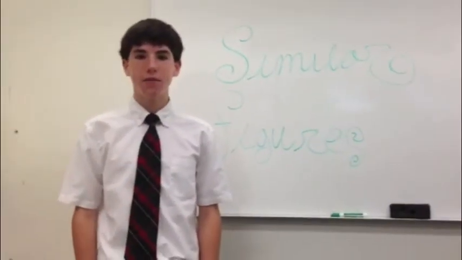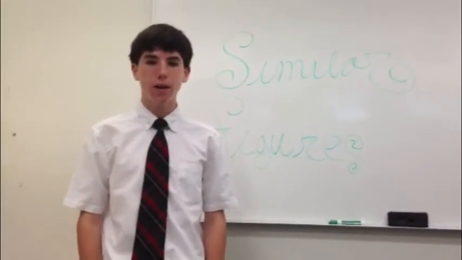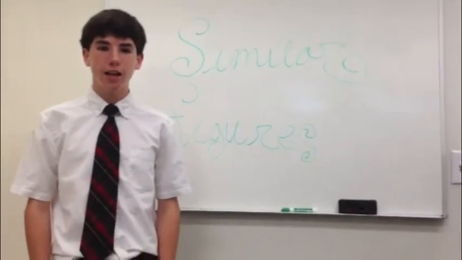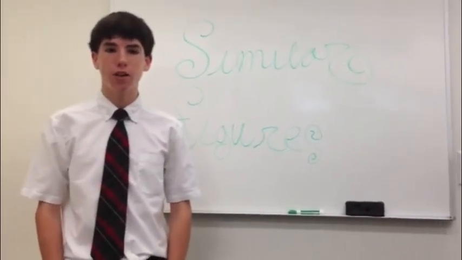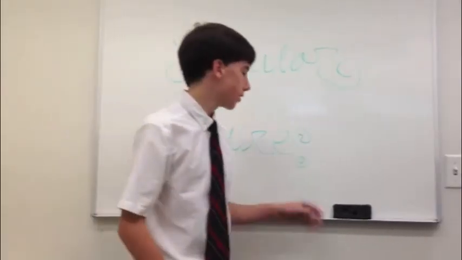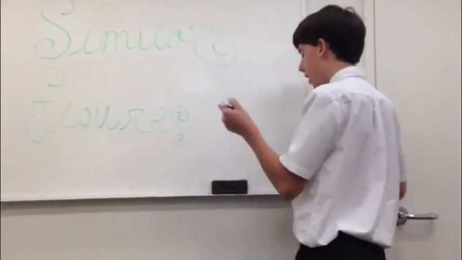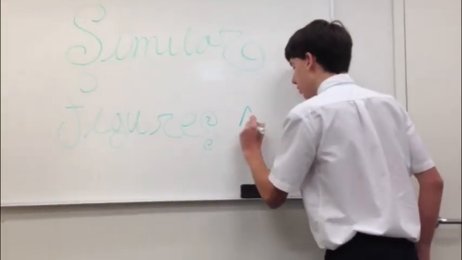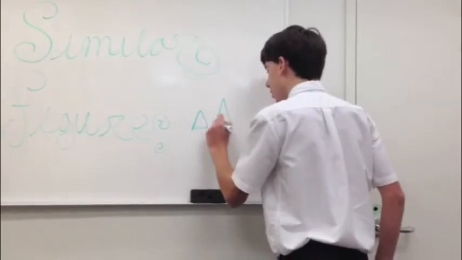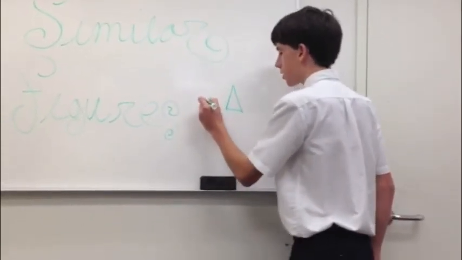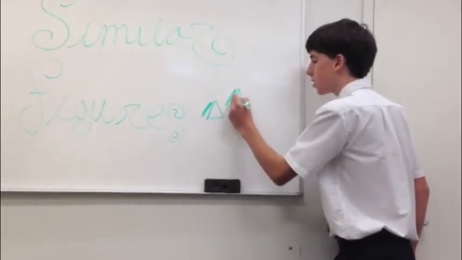Similar figures have to have corresponding sides that are proportional. That is, the ratios of the corresponding sides are equal. Here's an example. So here we have a smaller triangle, and here we have a bigger triangle. The two corresponding sides on the triangle would be these two sides.